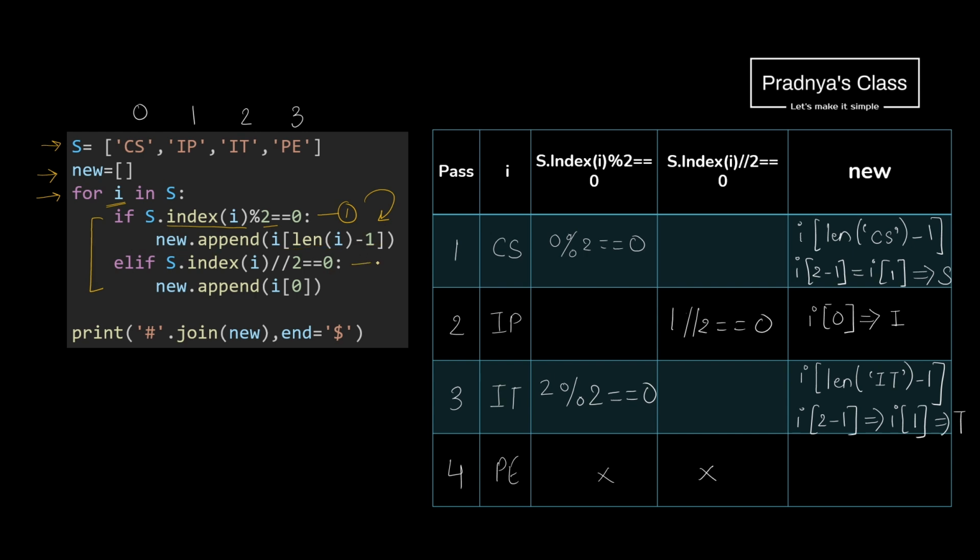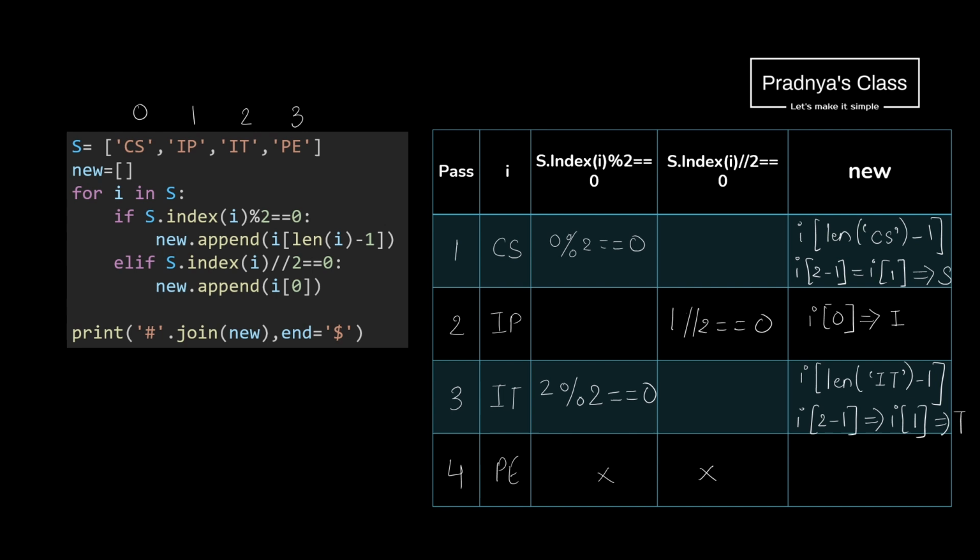What's the second condition? Here also we are taking the index of I, and taking floor division with 2, we are checking the quotient is 0 or not. It means what? In the first condition, we are checking remainder is 0 or not, and in the second condition, we are checking quotient is 0 or not. After this, we will get one new list. Using the join method, we are joining with hash. There is an end parameter of the print statement. With the help of that, we are adding a dollar symbol at the end.